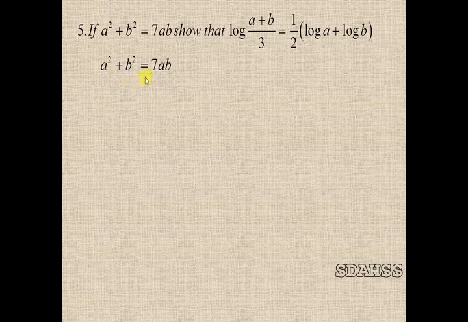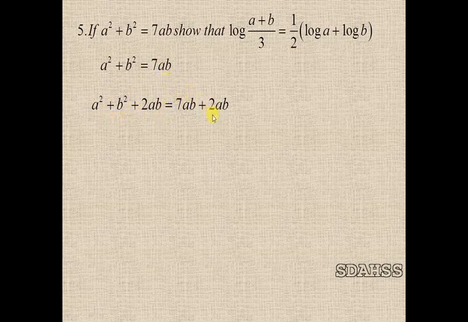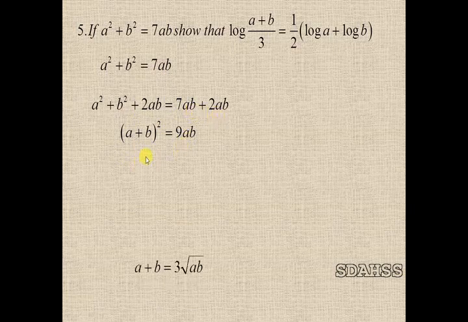Consider a square plus b square is equal to 7ab. Adding 2ab on both sides, this becomes a square plus b square plus 2ab is equal to 7ab plus 2ab. We know that a square plus b square plus 2ab is equal to (a plus b) whole square, which is equal to 7ab plus 2ab, 9ab. Taking square root on both sides, this becomes a plus b is equal to 3 square root of ab.